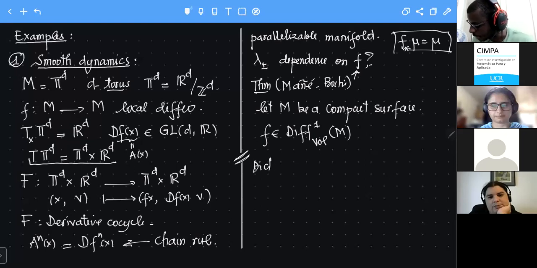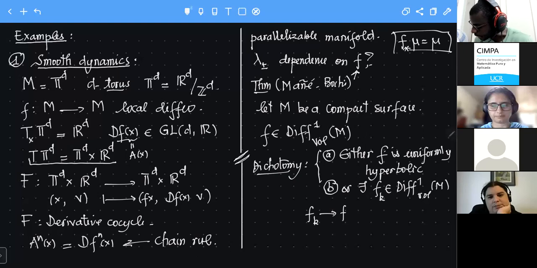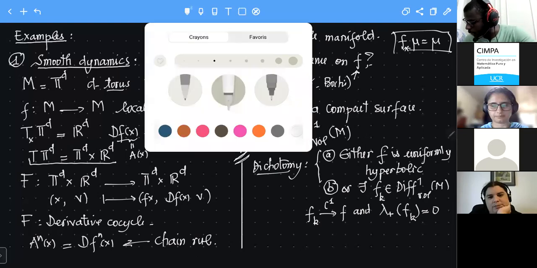So the theorem says that if F is a diffeomorphism that preserves volume, you have a dichotomy. The dichotomy is the following. Either F is uniformly hyperbolic, or there exists a sequence of volume preserving diffeomorphisms Fk of M that converge to F in the C1 topology, and the Lyapunov exponent of this Fk with respect to the volume is 0. This is a very interesting and nice theorem due to Mañé and Bochi.